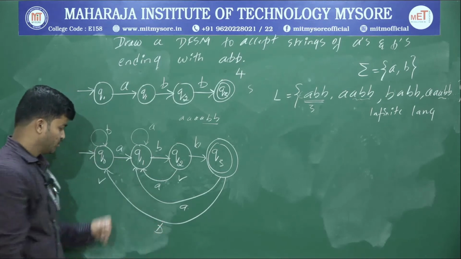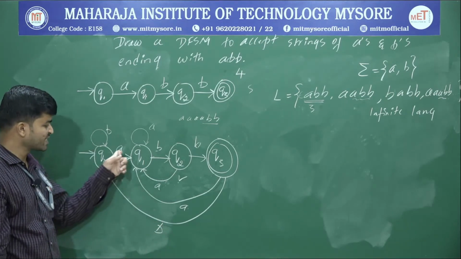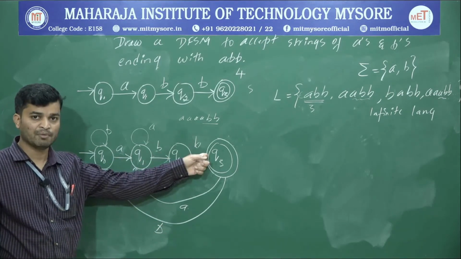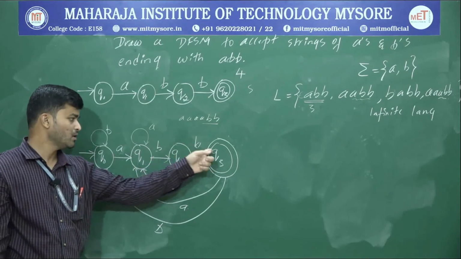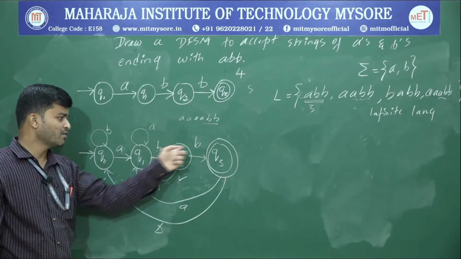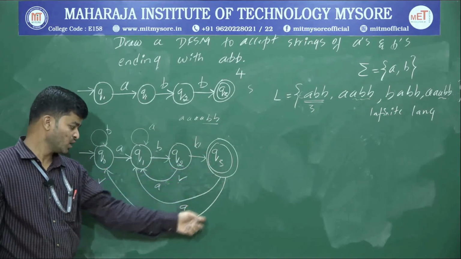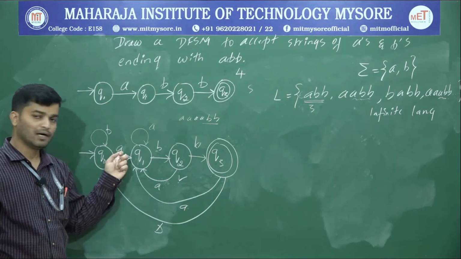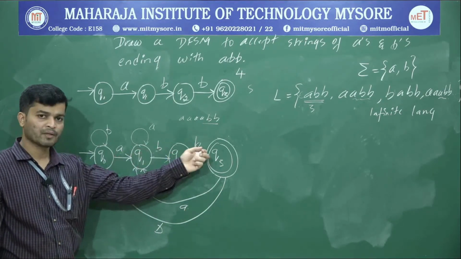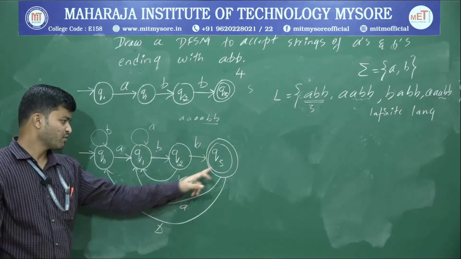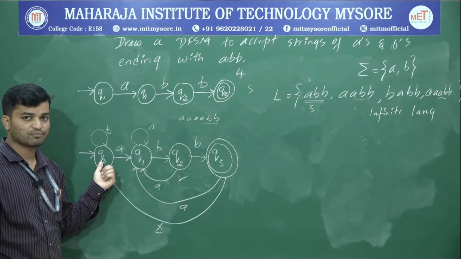Okay, B. So before going to the accepting state, it is going to accept A, B, B. So ending with A, B, B. Then what if B comes again? It will again end with A, B, B. If one more B comes, again it ends with A, B, B. Therefore, connecting B from Q3 to Q0 is a valid option.